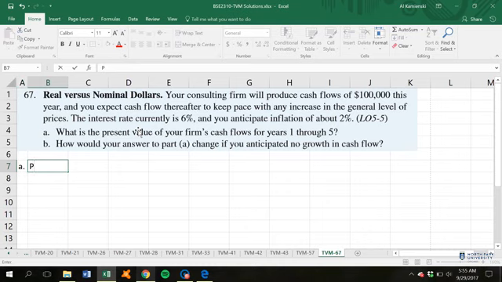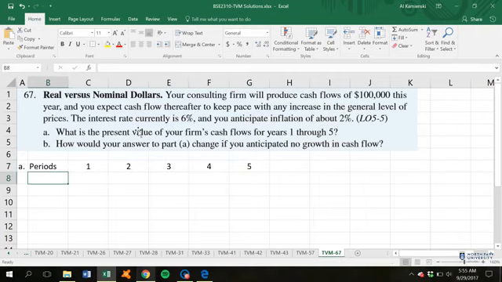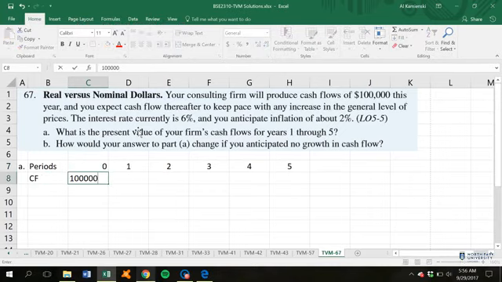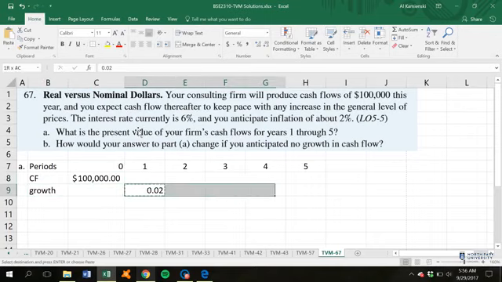So to do these problems, I like doing it like this. Let's do periods. And we're going to have periods 1 through 5. And then we're going to have our cash flows. And those are going to be $100,000. Actually, let's insert a period 0 in here so we can represent that as right now, because that's when the $100,000 kicks in. And then what we want to do is have those cash flows actually grow. And those are going to grow by 2% every year.